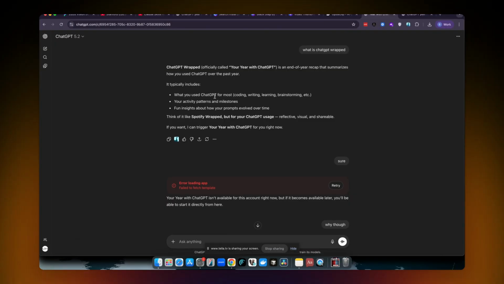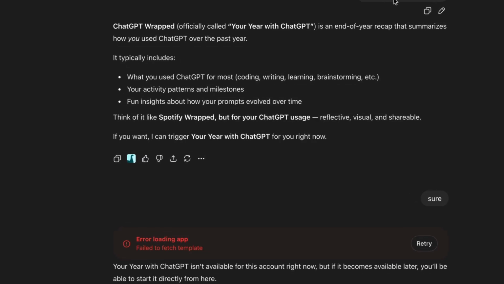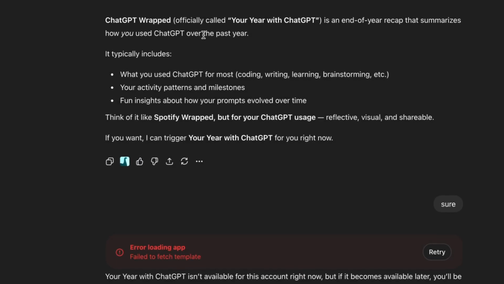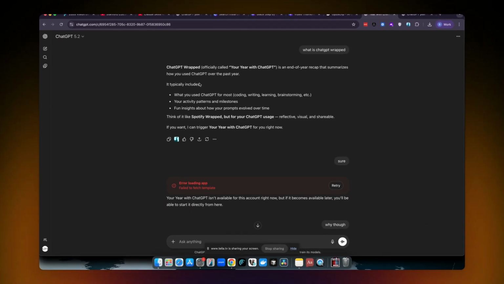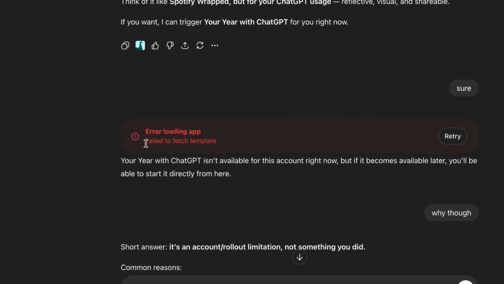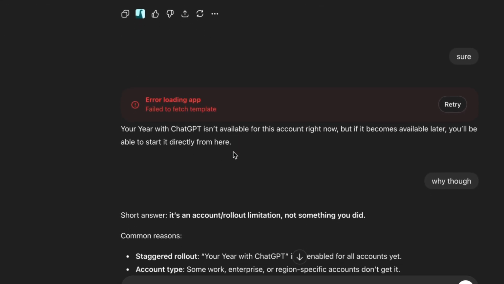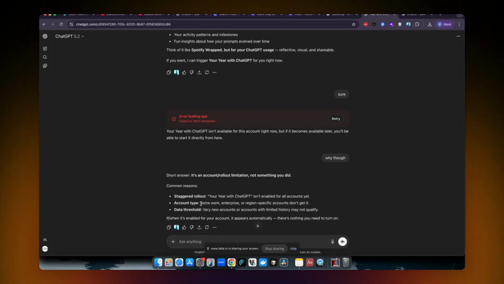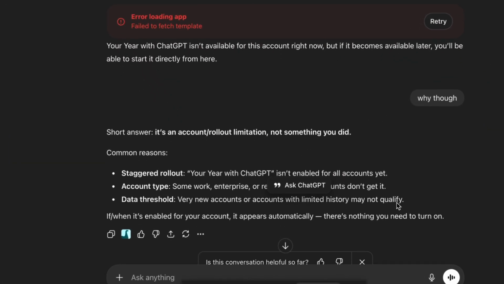So what I did was I opened up my ChatGPT account, and since I didn't know the exact option to access it, I simply asked what is ChatGPT Wrapped. It gave me information that this is what ChatGPT offers about your year with ChatGPT, and it asked me that if I'm ready, it can trigger it now. And I said yes, but unfortunately, it had this error where it says failed to fetch template. And then I asked why. It specifically mentioned that some work or enterprise accounts might not get access to it. And that was the reason.